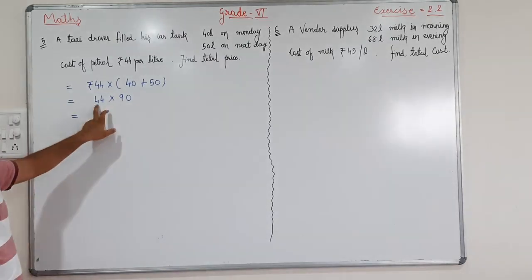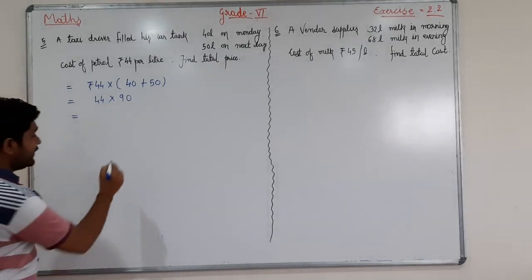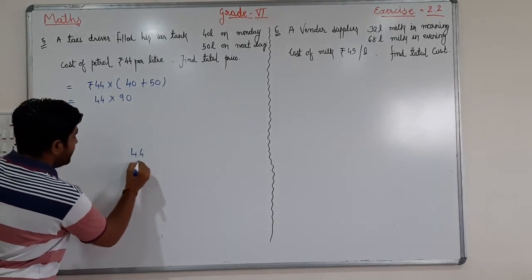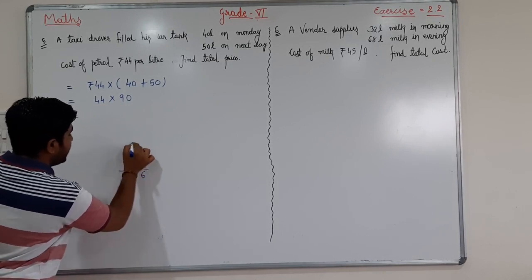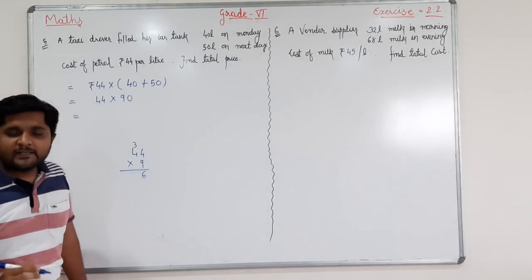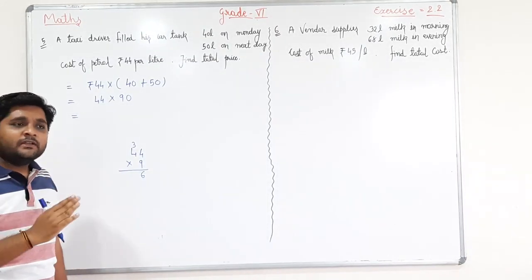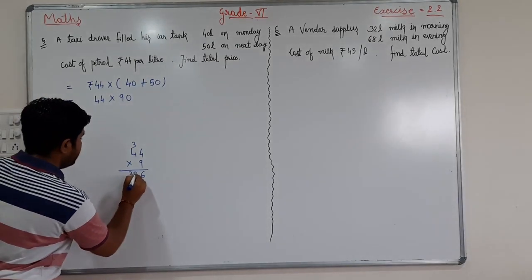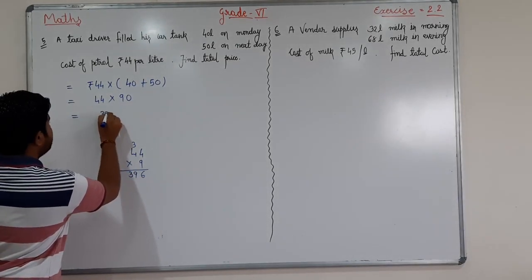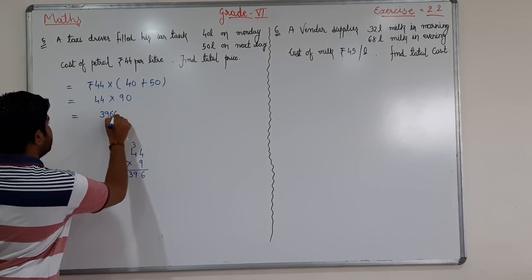Now 44 multiplied by 9. So let me do 44 multiplied by 9. 9 fours are 36, 3 carry. 9 fours are 36, 36 plus 3, 37, 38, 39. So it's a 3, 9, 6 and 1 zero is there, 0.